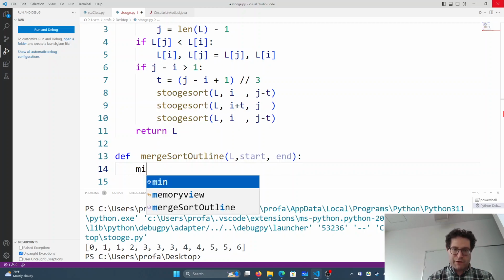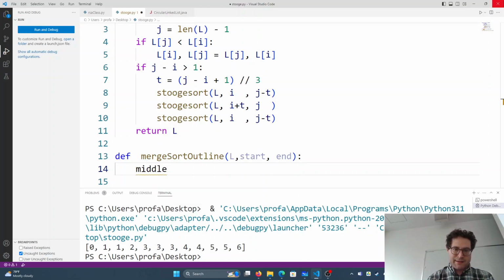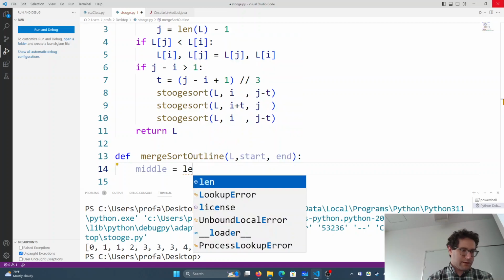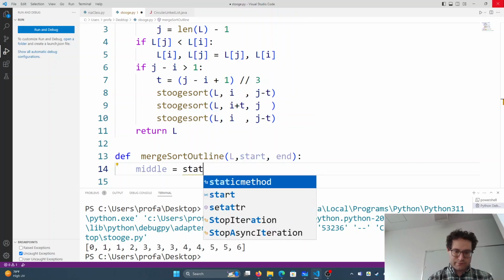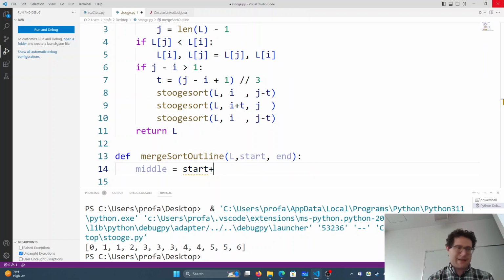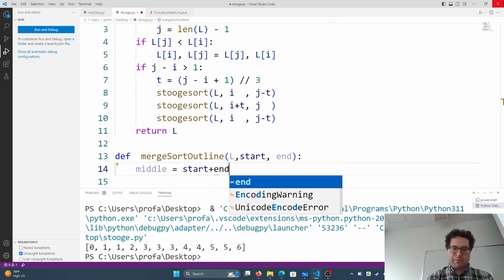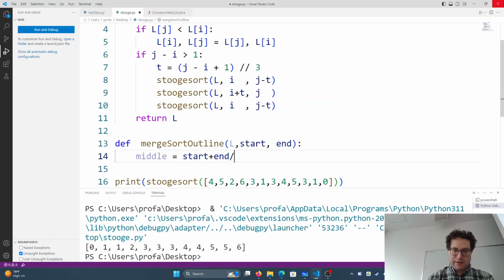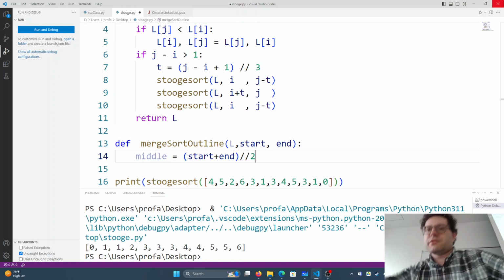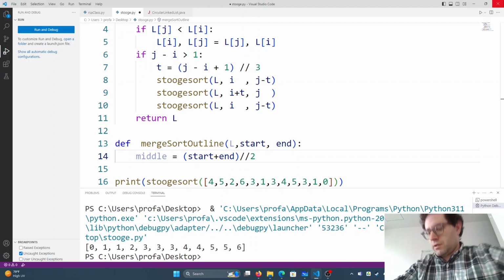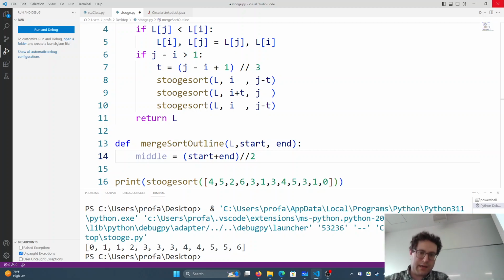So we figure out what the middle is by saying that's equal to, let's see, the start plus the end, divided by 2. You don't have to write this down. We all know what this is. We should do integer division here, because that's what we assume in these kinds of situations.